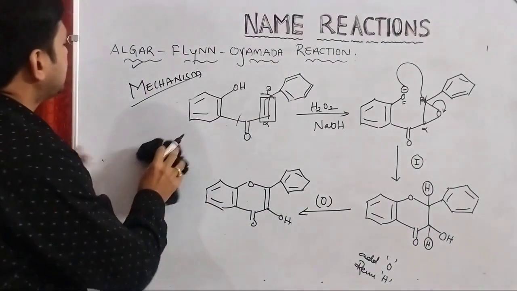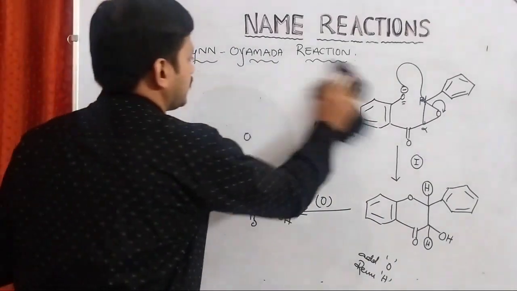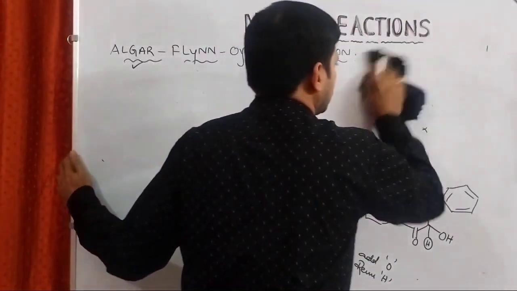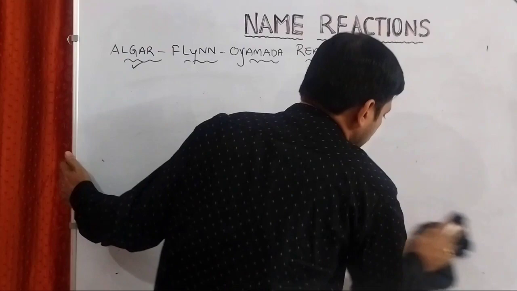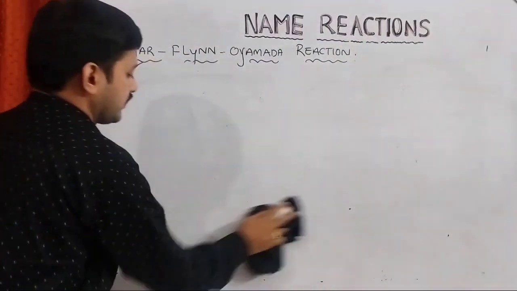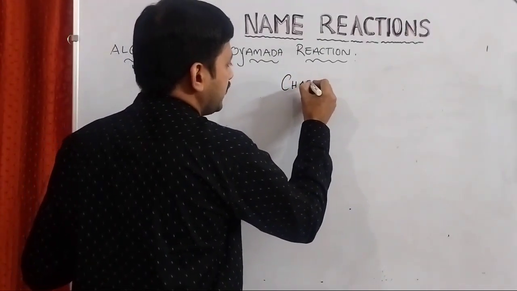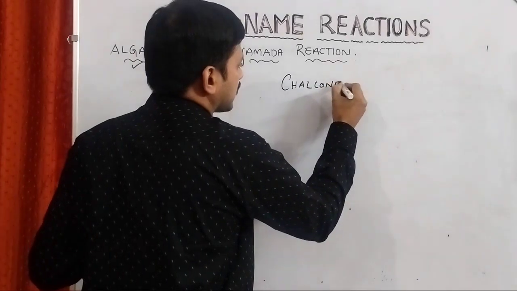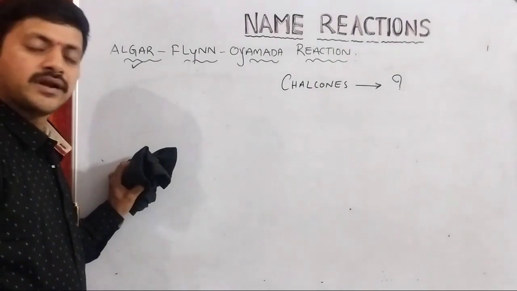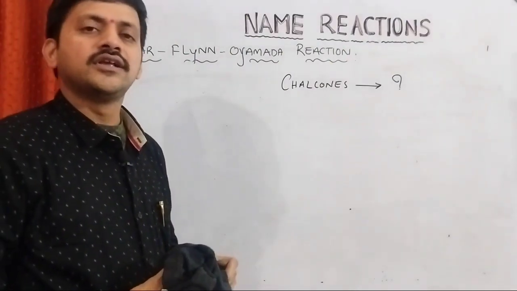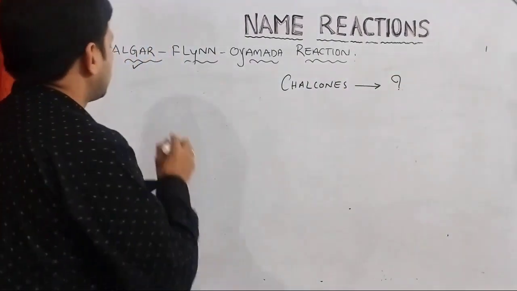Okay, let's see the applications. This transformation is saying that the reactant molecules will be chalcones, and the conversion of chalcones into flavonols. But in the competitive examination, you will not directly get this kind of transformation. See the first example.